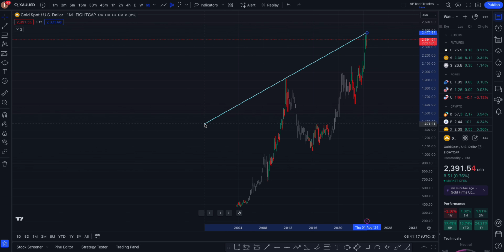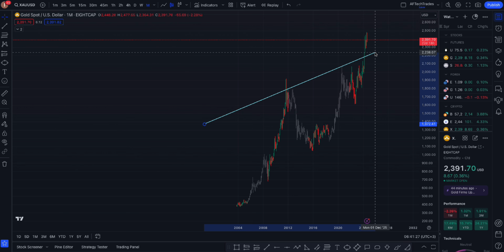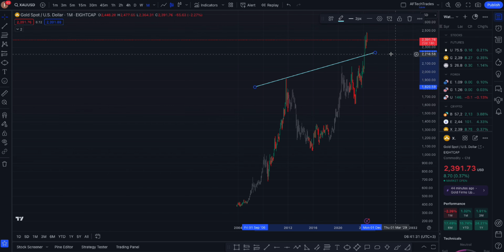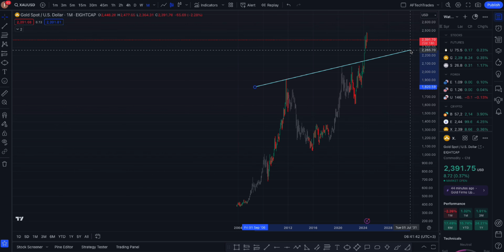Look at it. It got to this. So at this fitted line, it retraces here. If I check it differently here, where I use these two, it retraces here. It retraces here, then it comes back to it and it breaks it. So what is happening? What is likely to happen next? So this is where our other tools will come in.